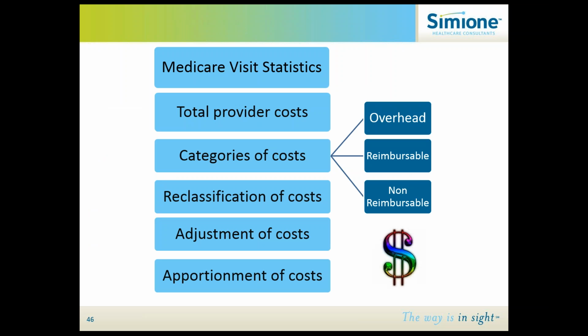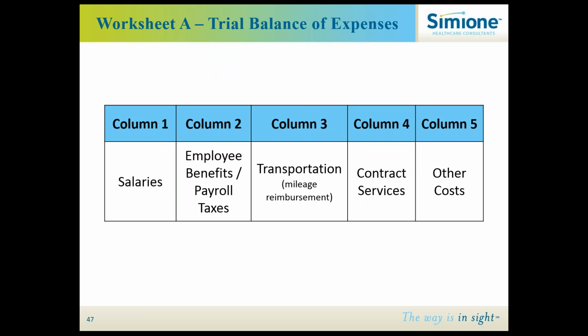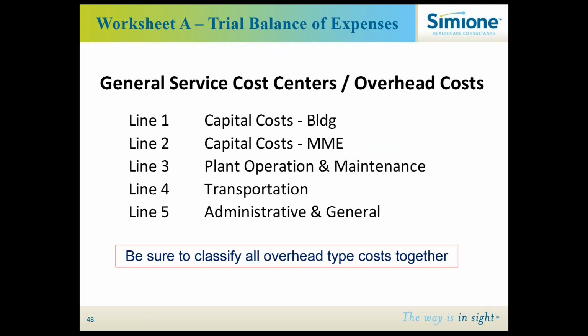So the cost report tracks your statistics, your costs, your categories of cost, reclassifications, adjustment, and apportionment. This is the Worksheet A, trial balance of expenses, the 5 columns of main interest. So you see the buckets you're going to put them in is salaries, benefits, transportation, contracted services, and other costs, which gets to be quite a large bucket at times.